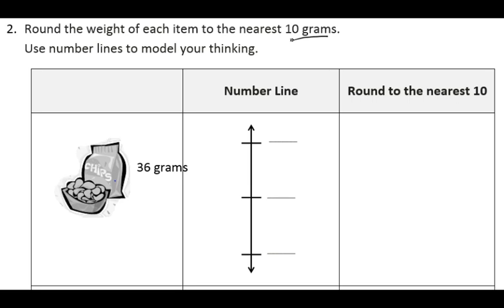So 36 grams would fall between the tens of 30 and 40. The midpoint between 30 and 40 is 35. Now let's show 36 grams on the number line. Be about here. Since 36 falls above the midpoint, we would round 36 up to 40. So when we round 36 grams to the nearest 10, we get 40 grams.